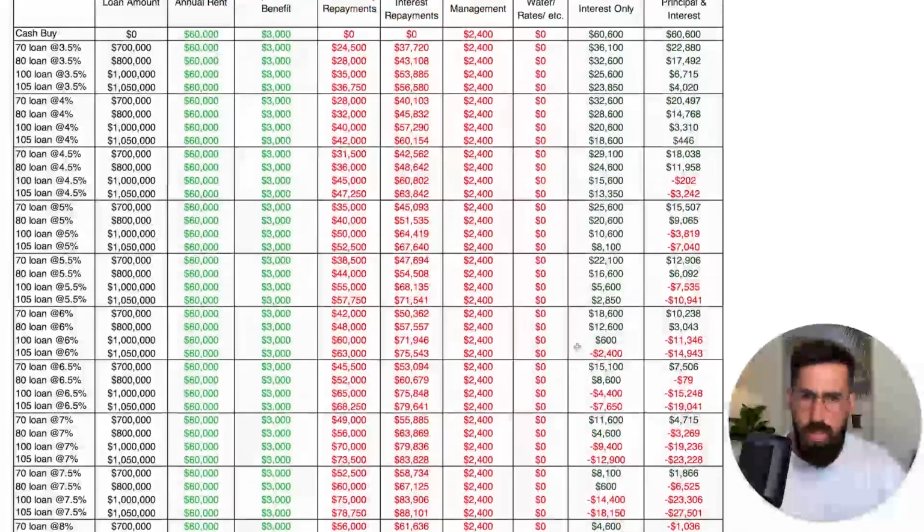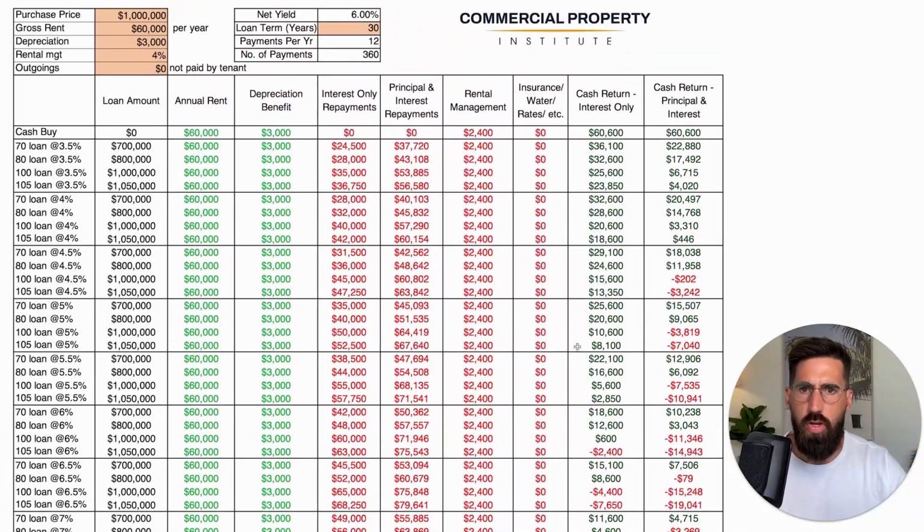But this spreadsheet is the first thing I'd use when you're just looking at a property, a bit of a back of the envelope check to say, okay, what does the cash flow look like on this commercial property I'm looking at? Can I stress test it? Am I happy with the stress testing? And then you may progress to more detailed due diligence.